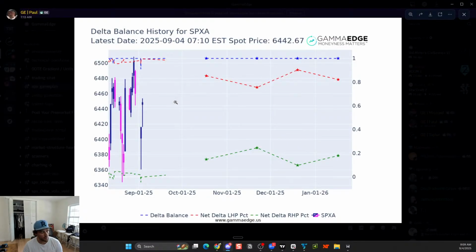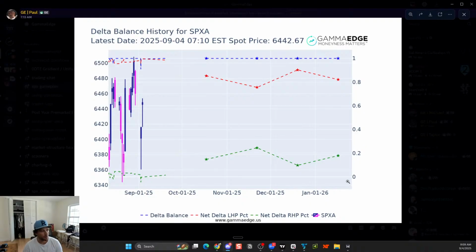This is our delta balance tool, right? The unique thing about the options market is it is inherently forward looking through the use of expirations out in time, right? So we can understand how folks are positioning out in time. So right, everything here just looks bullish.